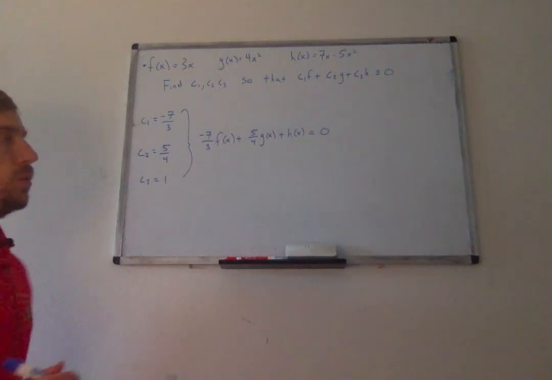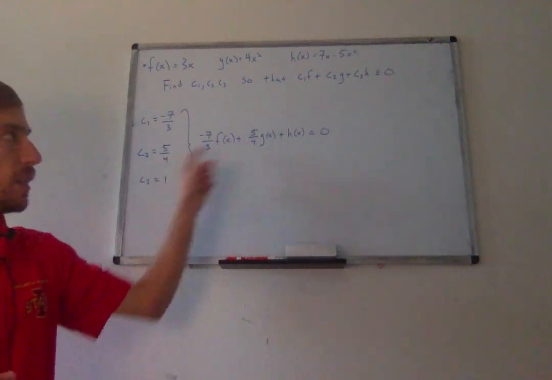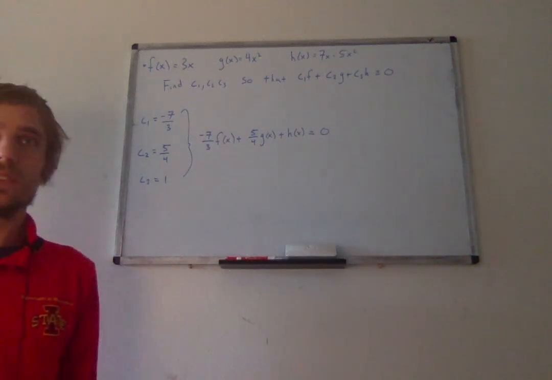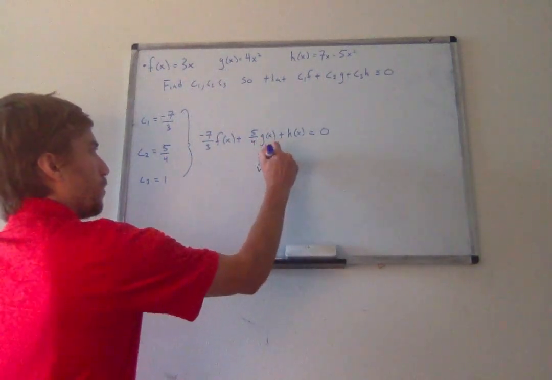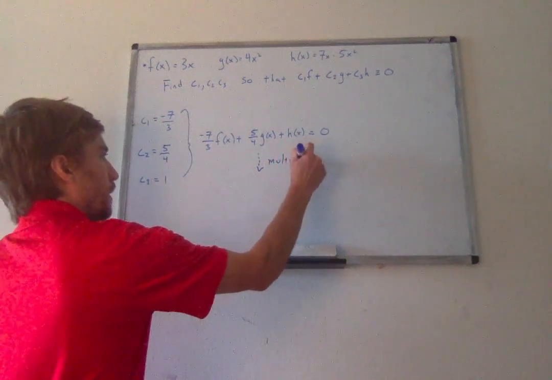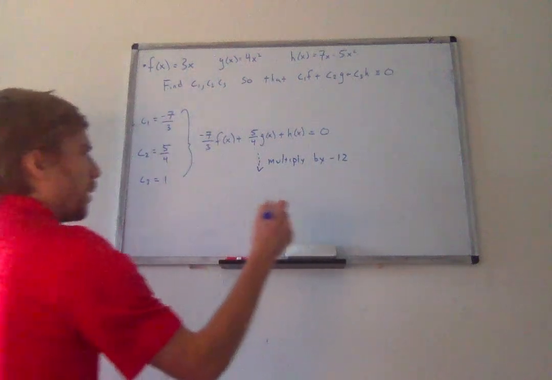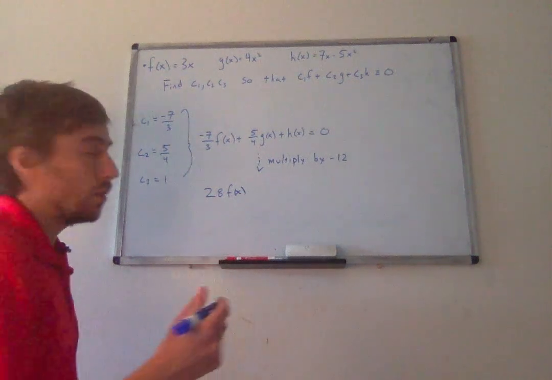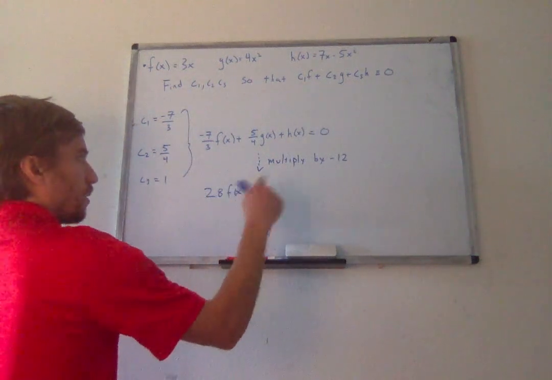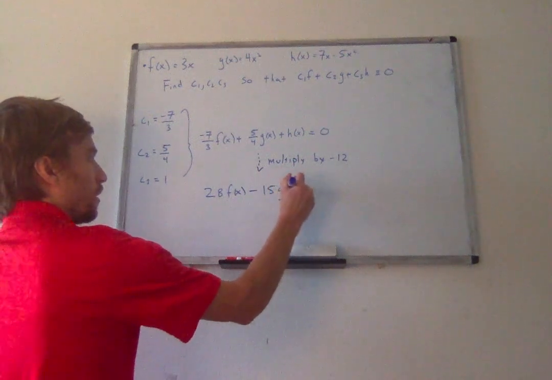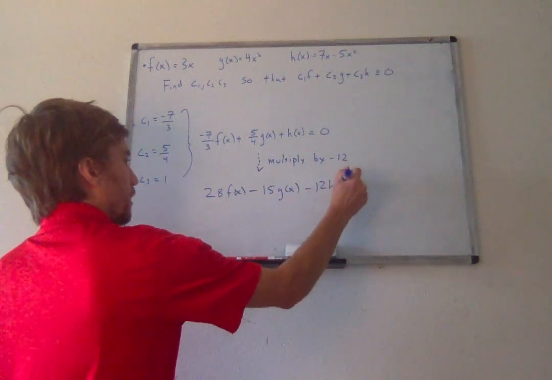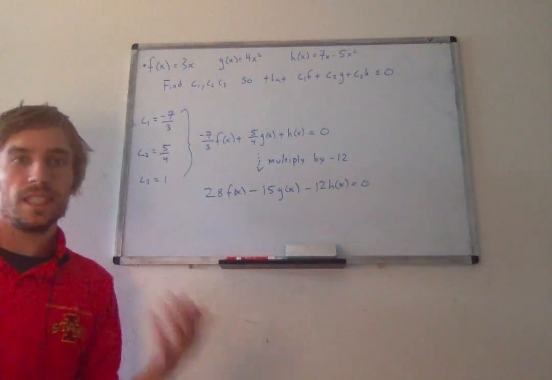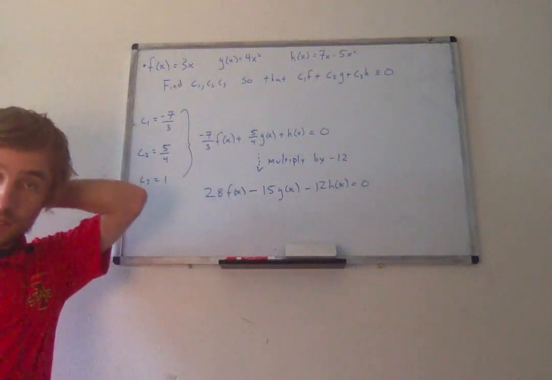Notice that I can multiply this entire equation by any constant and not really change this. So I think the solution that your book gave was to clear the fractions, so they multiplied by negative 12. I remember the answer on Pearson was 28f of x minus 15g of x minus 12h of x is equal to 0. That's just because once we've found these constants, we can multiply them all by the exact same constant and never change this. So that's one way to do it.